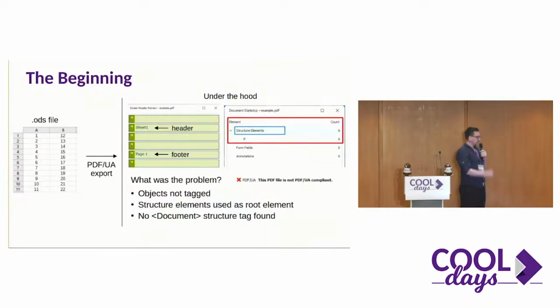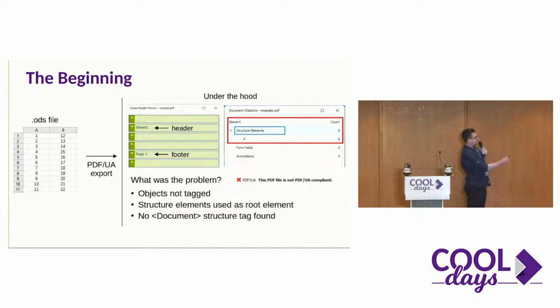In the first slide we can see what the accessible PDF file structure tree looked like. To demonstrate this, I created and exported a basic ODS file with some content. If we check the structure tree, it just contains 6 paragraph structure elements, and these represent the header and footer section information, and nothing more.